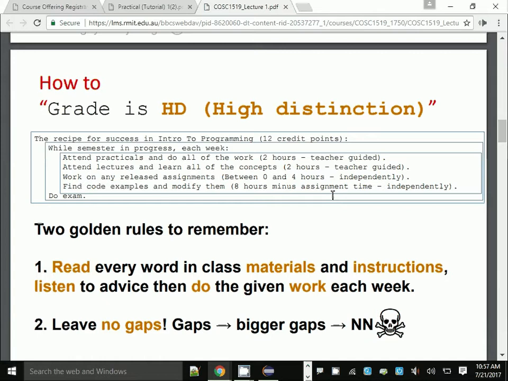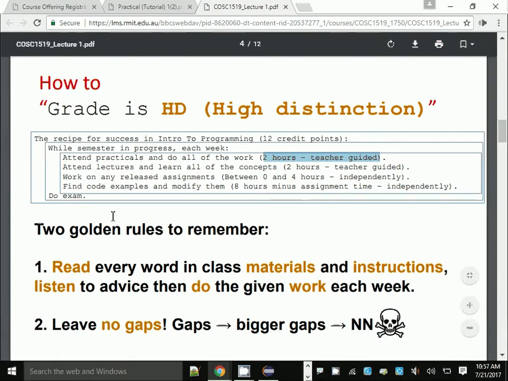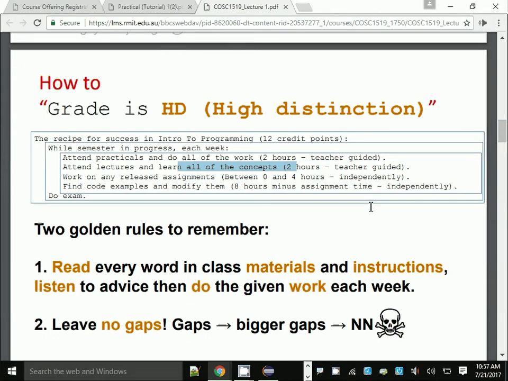That's 2 hours, and that's teacher guided. Attend the lectures and learn all of the concepts. Again, goes without saying, it's not just about staying here. Remember, I said time multiplied by focus. That's good. I heard at least one person say that. That's a big relief for me. So 2 hours, also teacher guided. So that just adds up to 4.